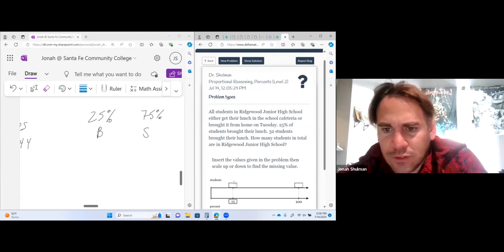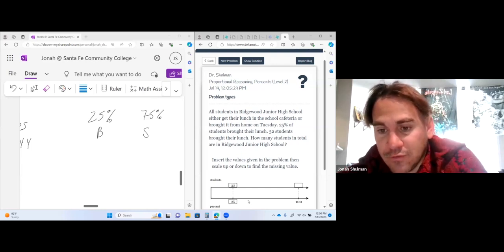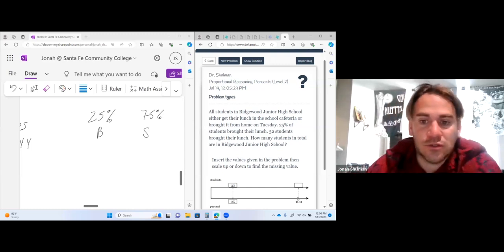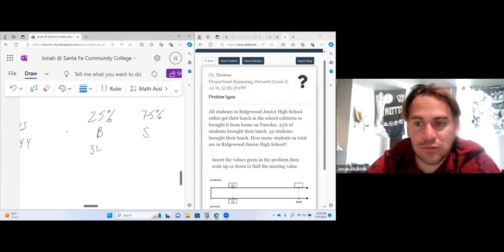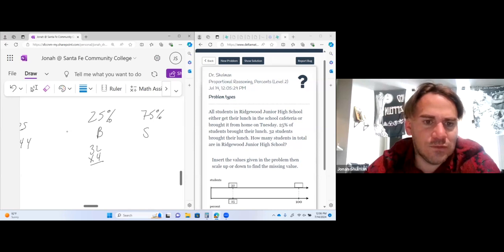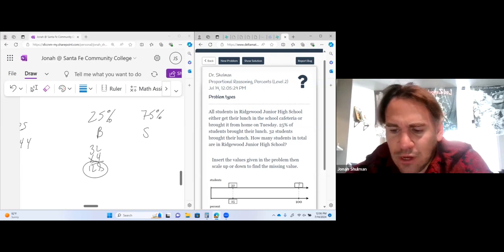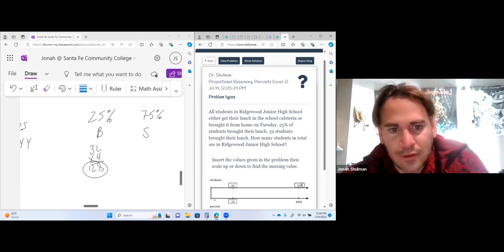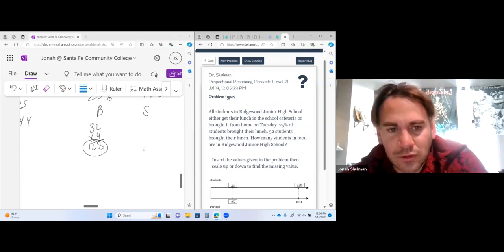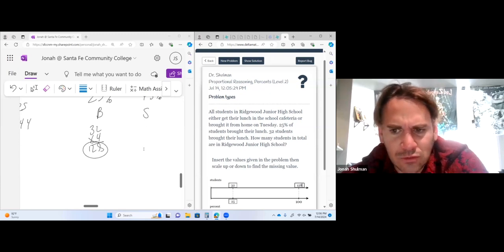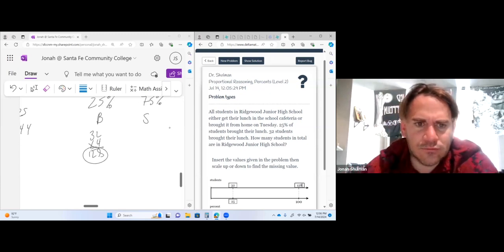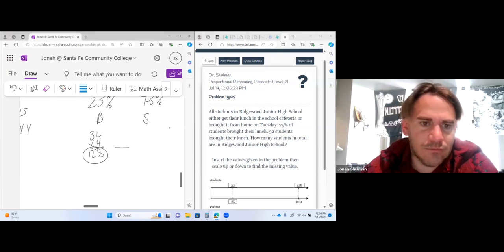And we know we have 32 students. I wouldn't do it this way, but this is the way they want to show you this. So it's 25 times 4 is 100. So what is 32 times 4? 4 times 2 is 8. 4 times 3 is 12. It's 128 kids. But they want to know how many kids are in total, right? So if we know 128 kids brought their lunch, we can do something, right?